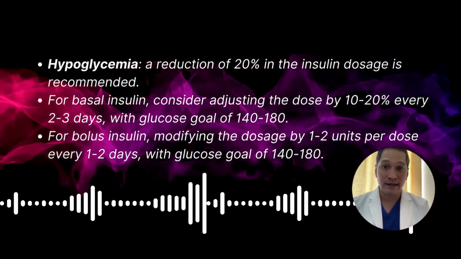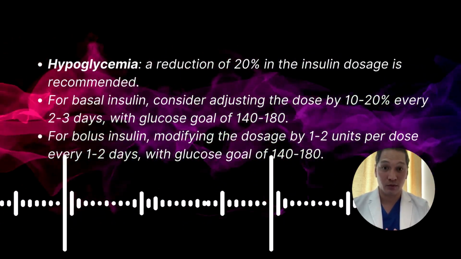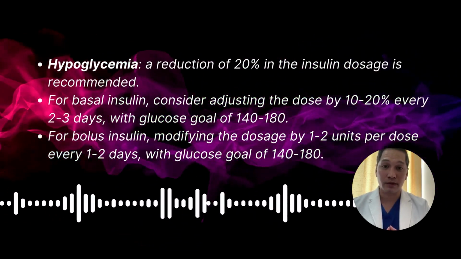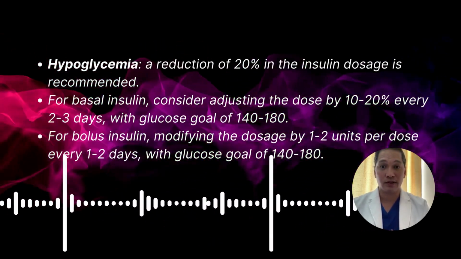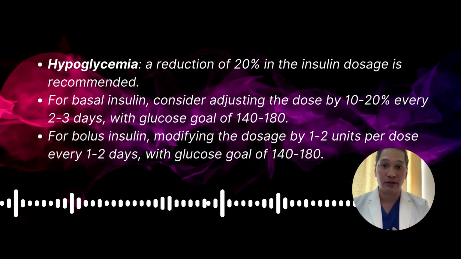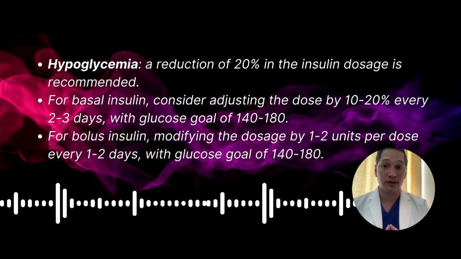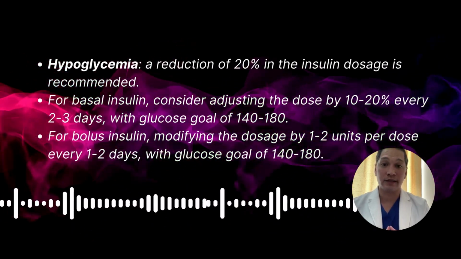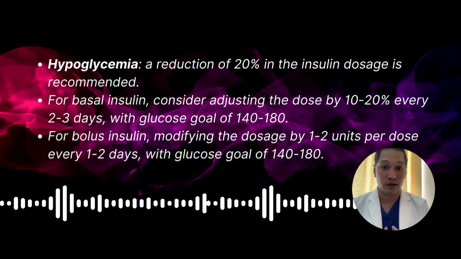As a general guideline, it is advised to maintain blood glucose levels within the range of 140 to 180. In instances of hypoglycemia, a reduction of 20% in the insulin dosage is recommended. For basal insulin, consider adjusting the dose by 10 to 20% every 2 to 3 days, with the aim of reaching the target glucose range of 140 or less. When it comes to bolus insulin, modifying the dosage by 1 to 2 units per dose every 1 to 2 days can be effective in attaining the desired glucose target of 140 to 180.